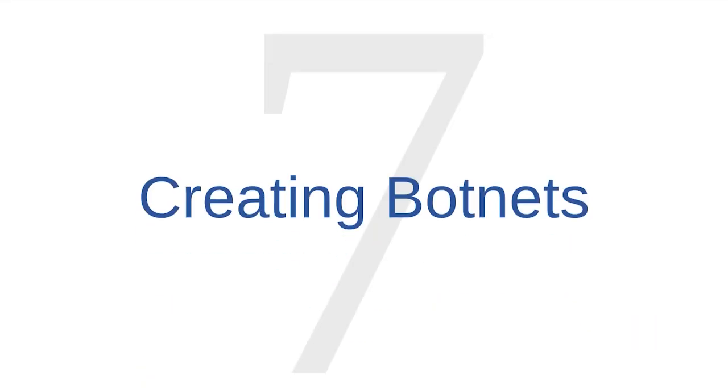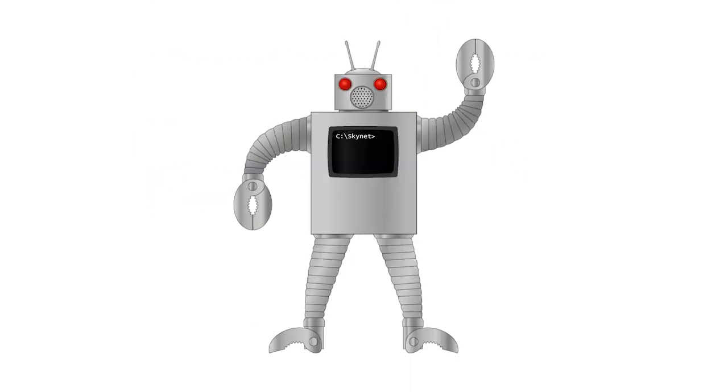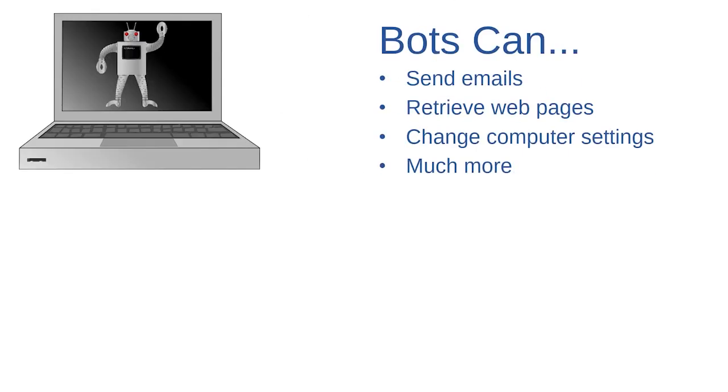Malware function number 7 is creating botnets. In the previous lesson, I discussed bots. Bots are malware programs that can control your computer without your input. For example, they might automatically send emails, or retrieve web pages, or change computer settings, or submit usernames, passwords, or financial data into a website.